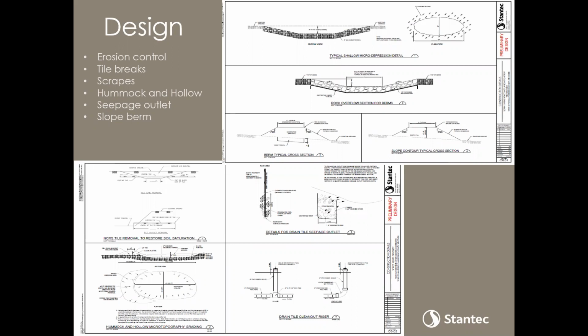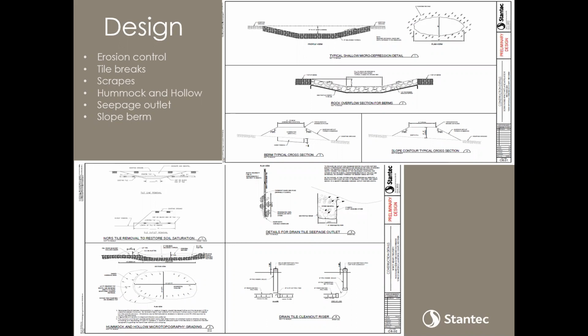Within a design, we're looking at things like erosion control. We're going to do some grading on site. We want to keep the sedimentation out of the rivers. In this project, we did what we call tile breaks. So we're breaking all those drain tiles on 100-foot increments. We're building little shallow scrapes, little micro depressions in the landscape that maybe only drop down 6 inches, but they're enough to hold some seasonal water.